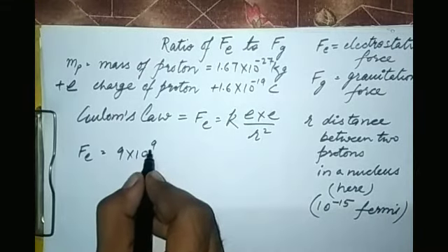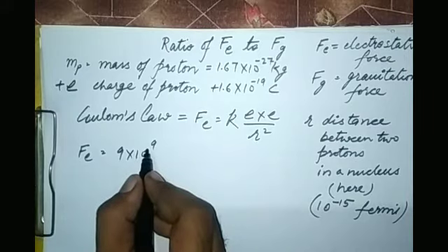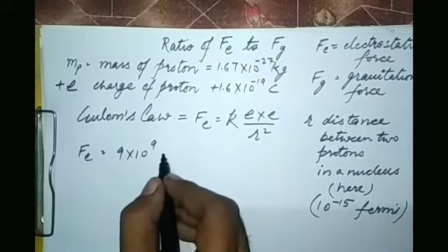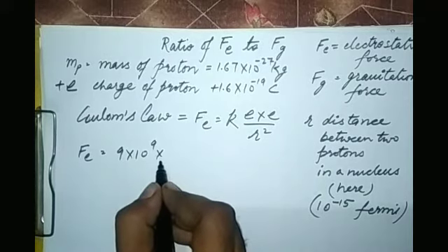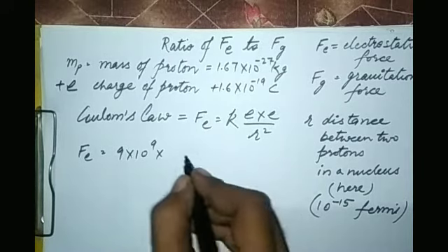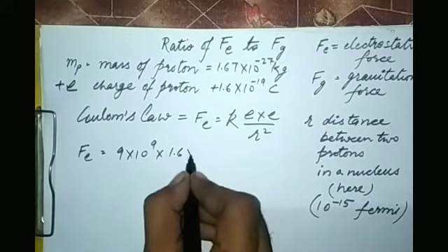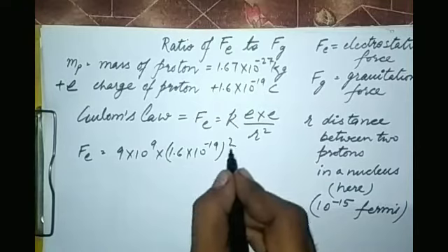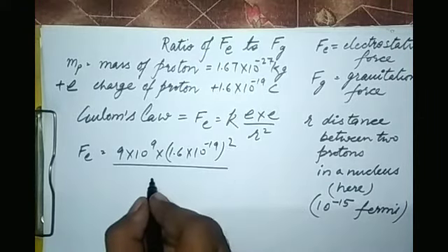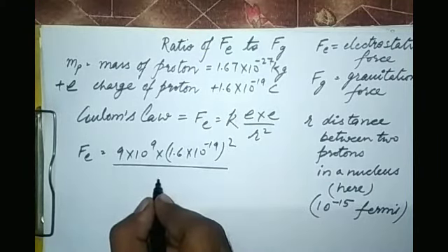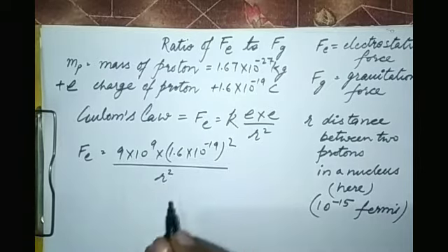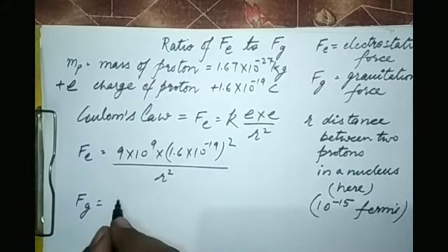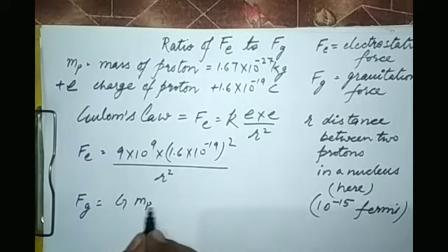And this electrostatic force Fe is equal to 9 times 10 to the 9 times the charge on an electron, or we can write e squared, 1.6 times 10 to the minus 19 squared, divided by r squared. We know that the force is inversely proportional to the square of the distance between the charges. And the same rule is followed for gravitational force.